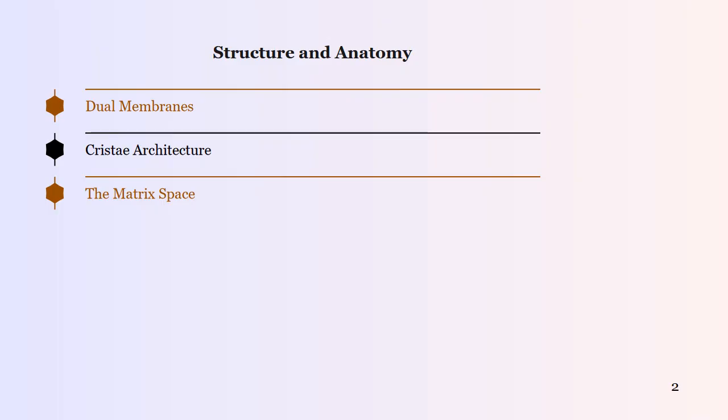Cristae architecture. The inner membrane folds are called cristae, which vastly increase the surface area available for chemical reactions. The matrix space. The innermost fluid-filled compartment is the matrix, containing metabolic enzymes, mitochondrial DNA, and ribosomes.